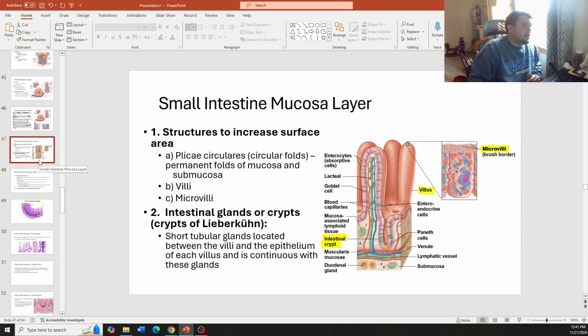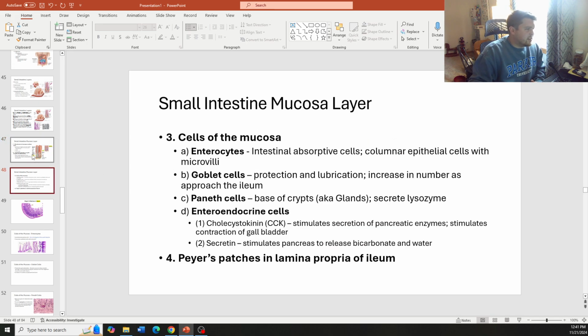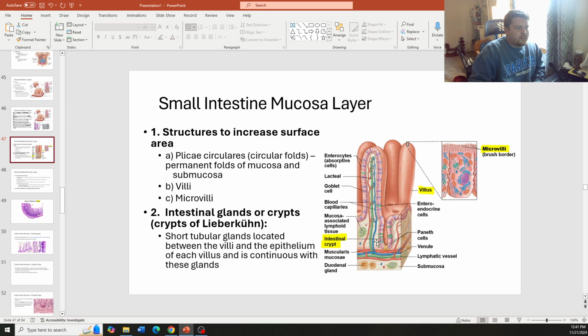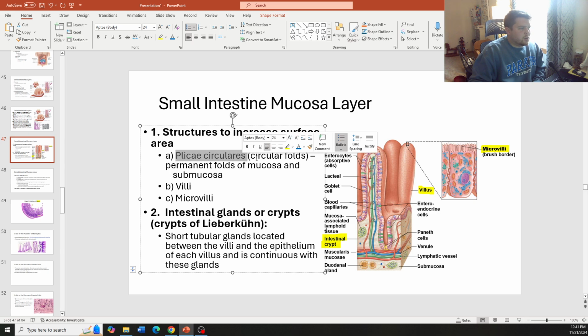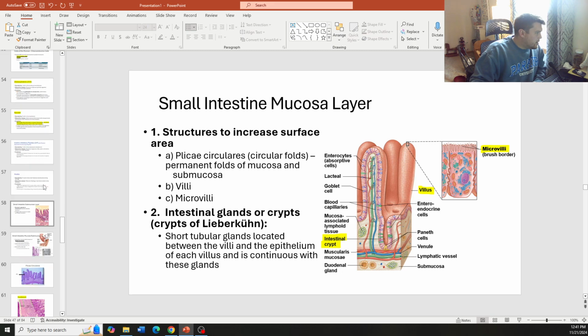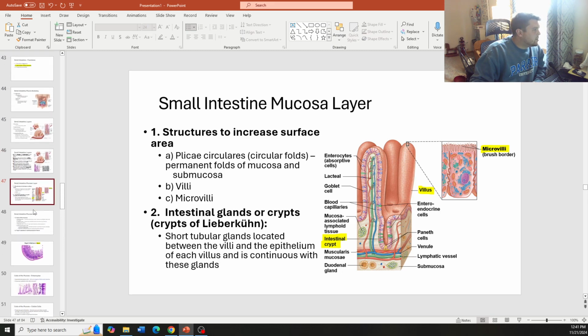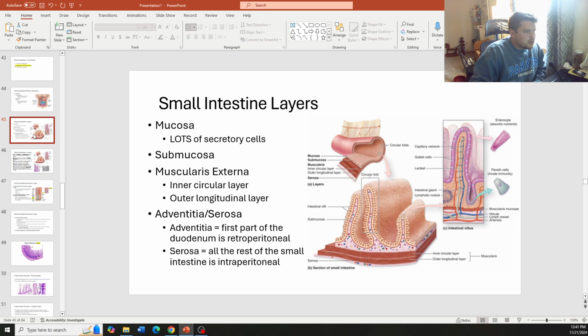So, okay, the small intestine mucosa layer. There are 4 things that we're going to talk about here within the mucosa layer. First things first are these structures called plicae circularis, or these circular folds. I thought I had a better picture of these guys.